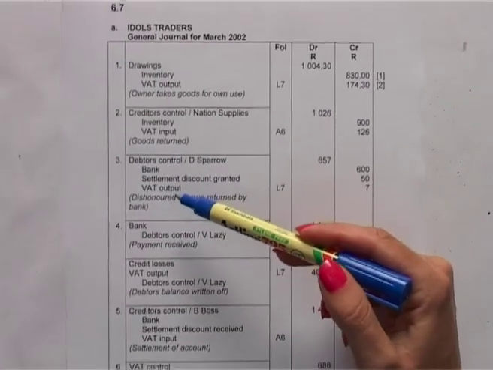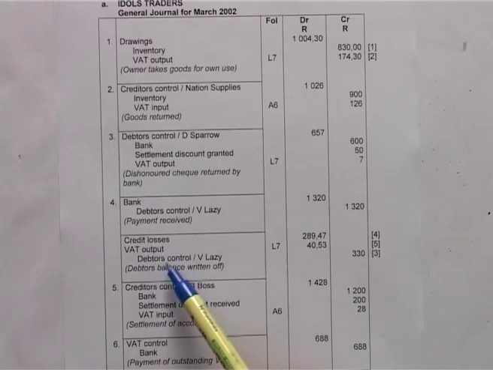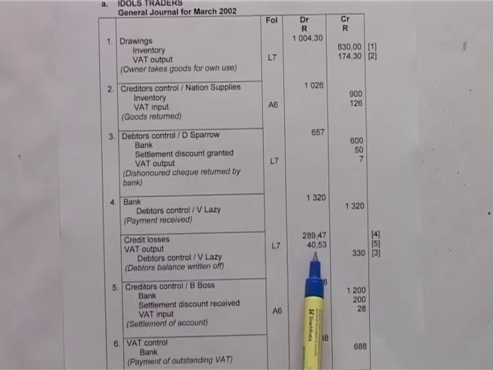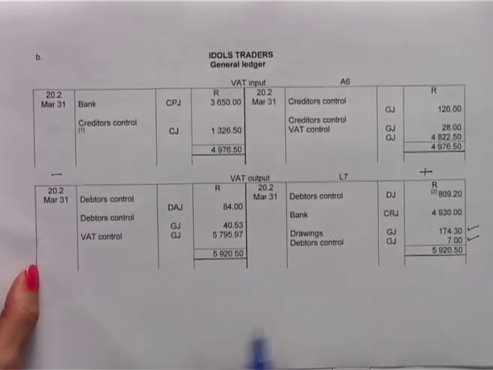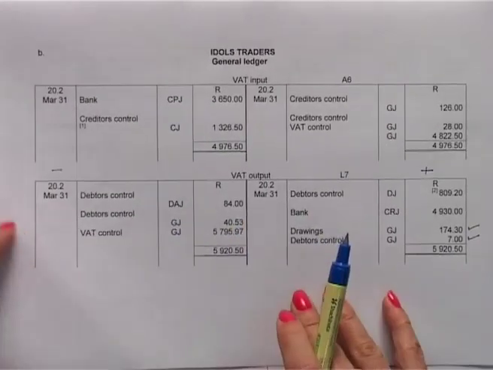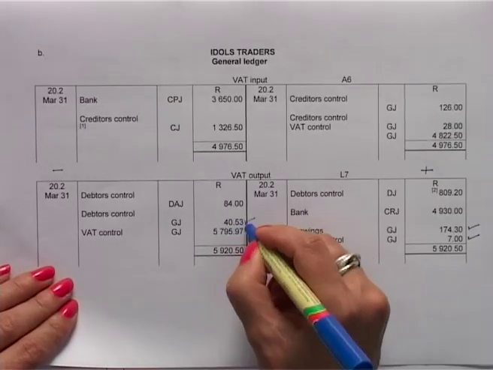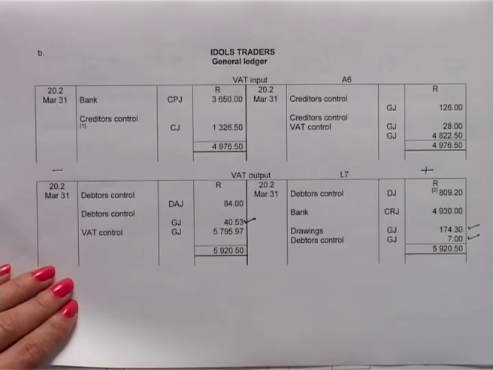If we carry on with our transactions, we have a debit entry in the VAT output account due to the credit losses. Remember, we cancelled our liability for the original sale to the debtor, cancelling that liability on the debit side, 40 rand 53. So in my VAT output account, on the debit side, I will have the cancellation of 40 rand 53 and the details debtors control.